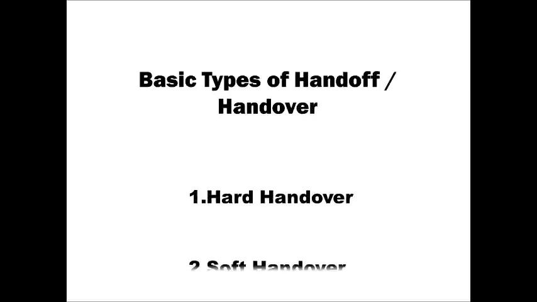Basically, handoffs are classified into two types. First is hard handoff. Second is soft handoff. What is hard handoff? Handoff in which the link to the prior base station is terminated before or as the user is transferred to the new cell's base station.